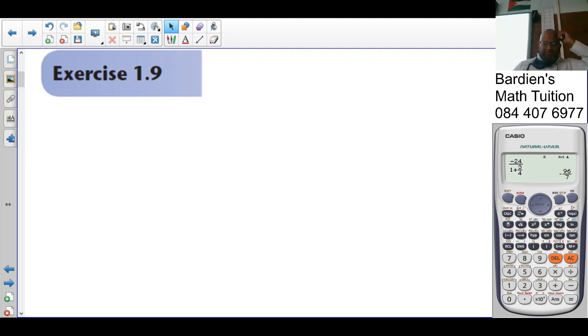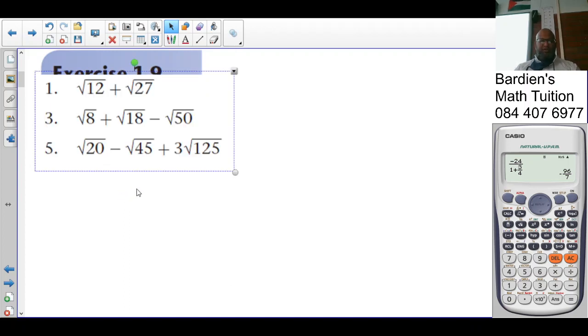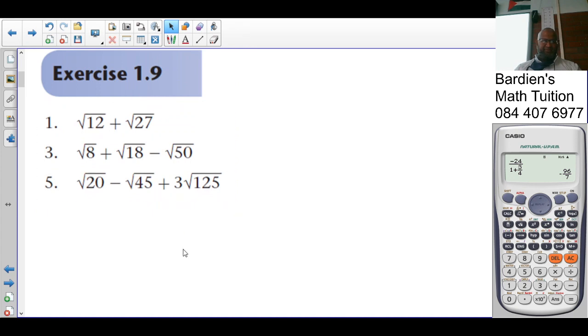Okay, simplify the following without using a calculator and show all your steps. You must write down the answer in simple surd form. You may use a calculator to check your answers. If you type this in the calculator, it will give you the answer you should be getting, but you shouldn't be using a calculator to get it. You must show all your working out, in other words.